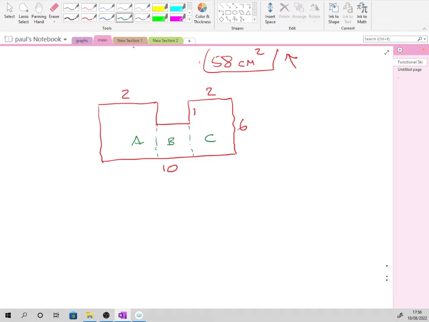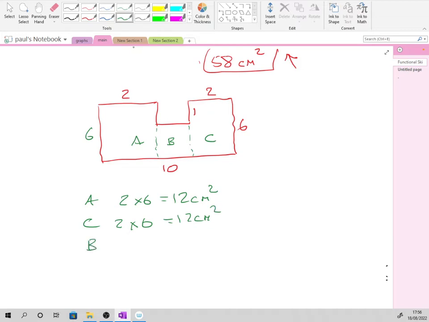You work out what A is, what B is, what C is, and add the three together. We'll do it this way first. So A, that's going to be 6 over there, isn't it? So A is 2 times 6, which is 12 centimeters squared. C is 2 times 6 again, which is 12 centimeters squared.